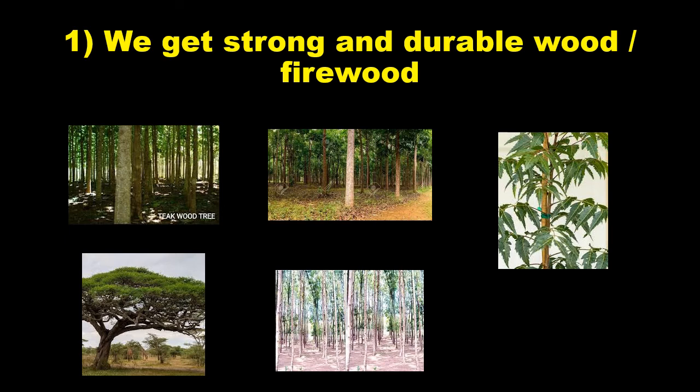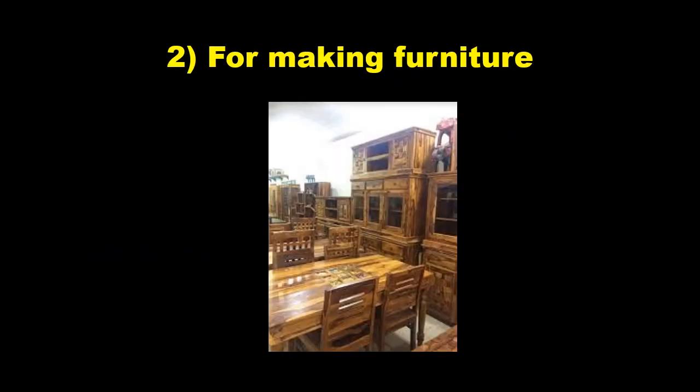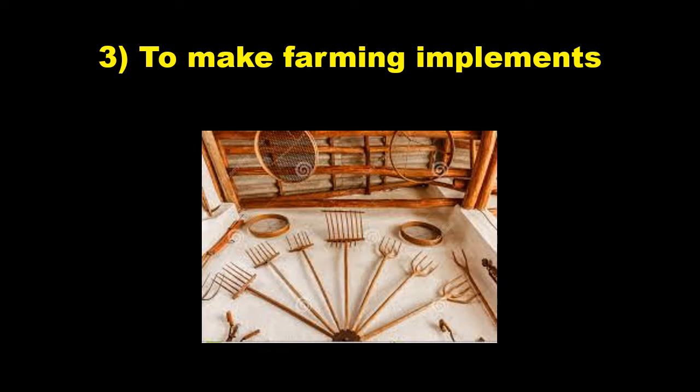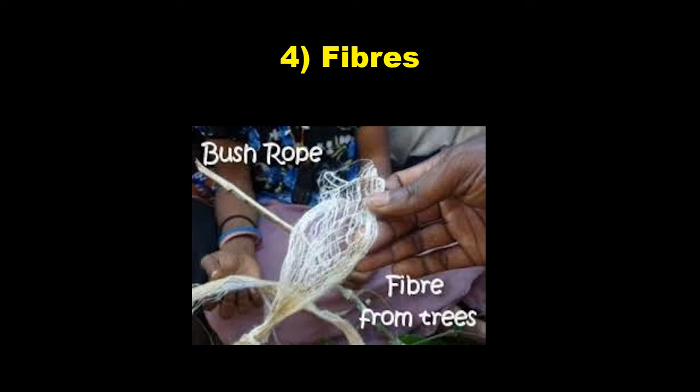Now wood is also used in making furniture. We all know the main important use of wood is in making furniture. And also sometimes to make farming implements. The implements that we use while farming are all made of wood. Then fibers. We get cotton and various types of fibers from the plants.